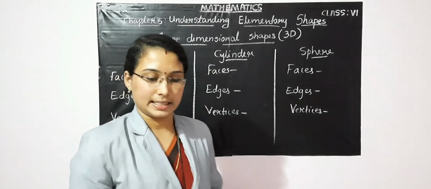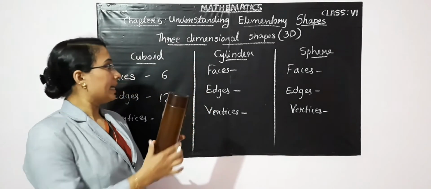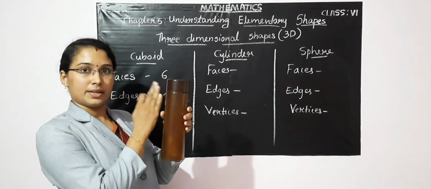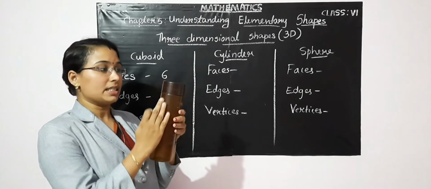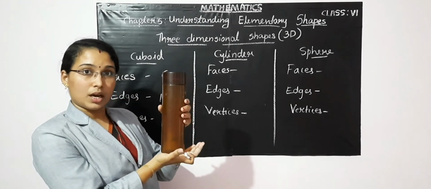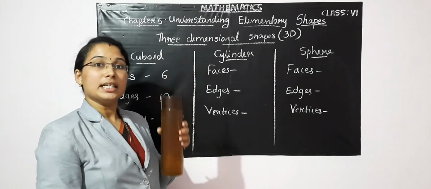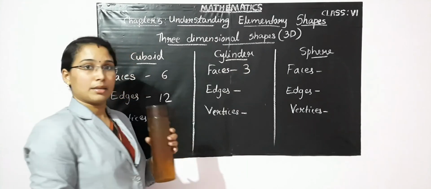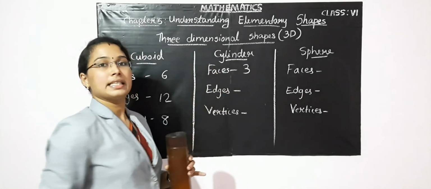Next let us discuss the cylinder. This is one example of a cylinder. How many faces are there in the cylinder? You can see here one face, one round surface. This is one surface, then on top another surface, and down also. So how many surfaces are there in total? 1, 2, 3. A total of 3 surfaces are there in this cylinder. That means 3 faces.